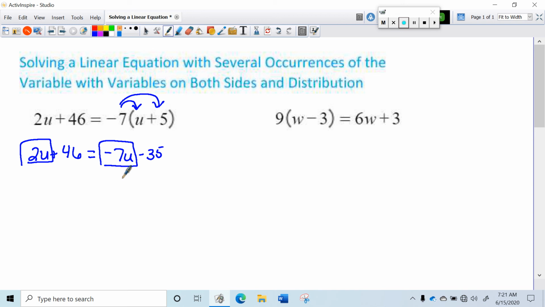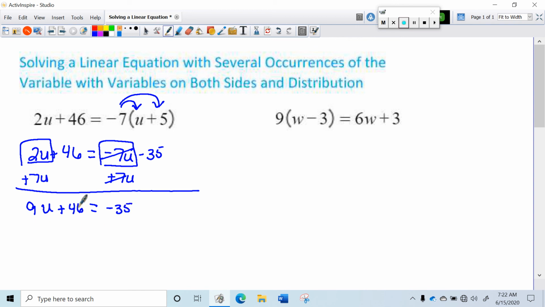So you move it by doing the opposite. So the opposite of negative 7u is a positive 7u. So I'm going to add 7u to both sides. So for my u's, 2 plus 7 is 9. Bring down my plus 46. Bring down the equal. Opposites cancel. Bring down the negative 35.